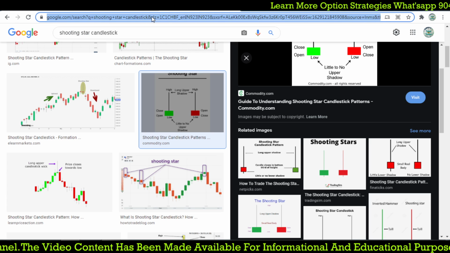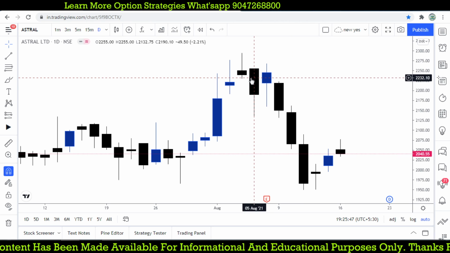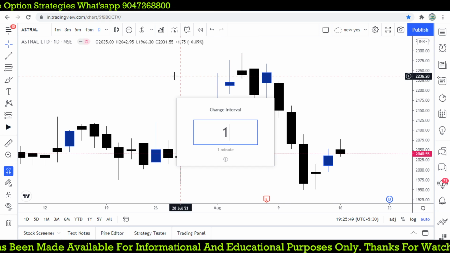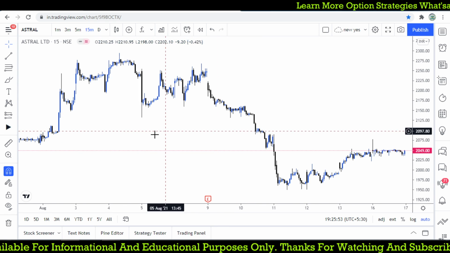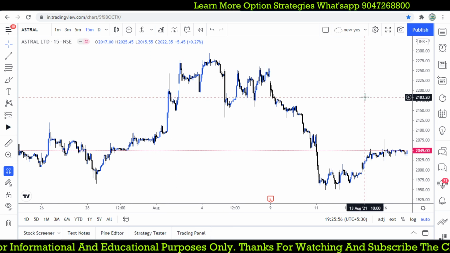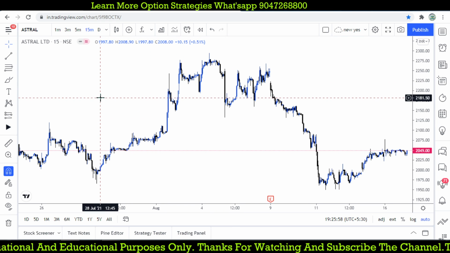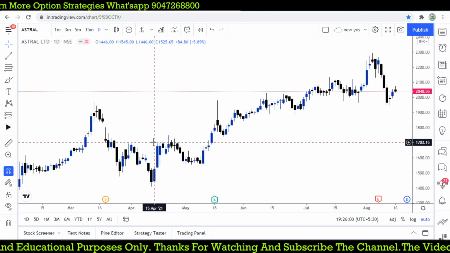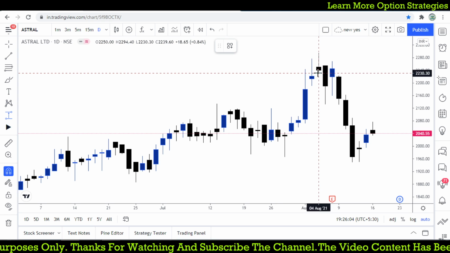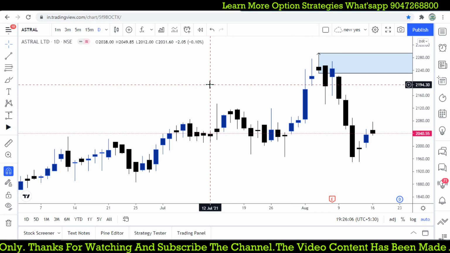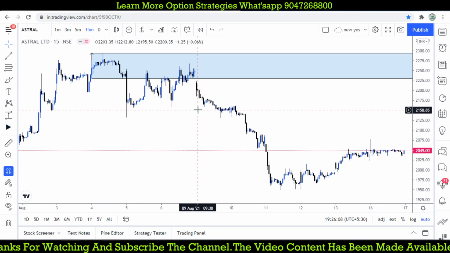So let's check what is the price of that put option at 2200 on the day of 5th August, where it gave you the breakout. So let's go for the 5th August. We will mark the candle so we can easily find out where it broke. Okay, and we'll go for a 15-minute chart.